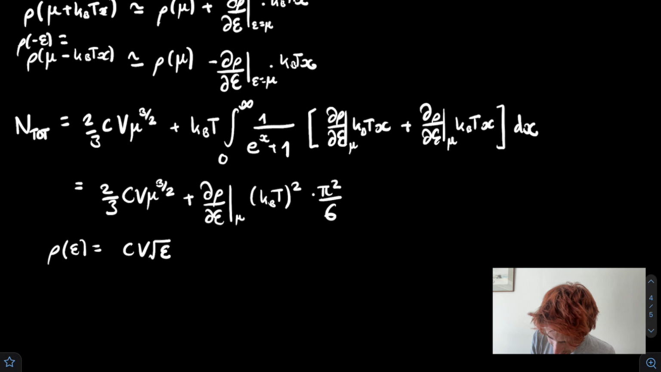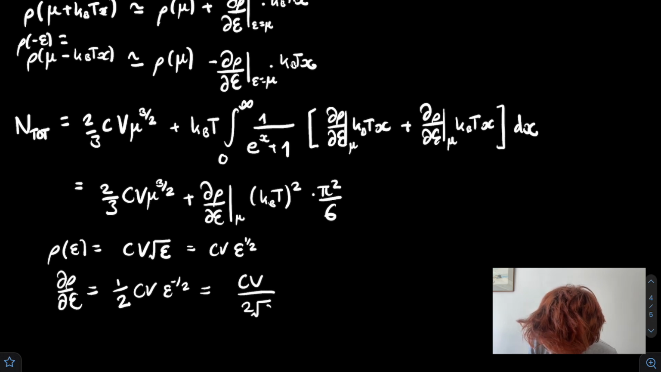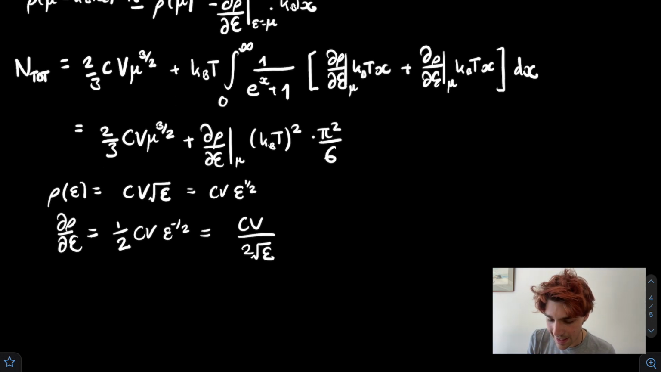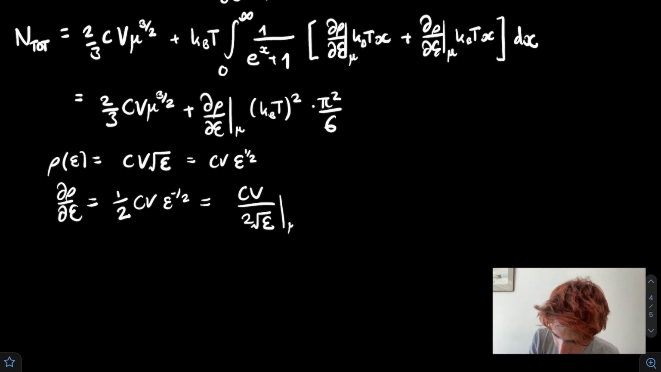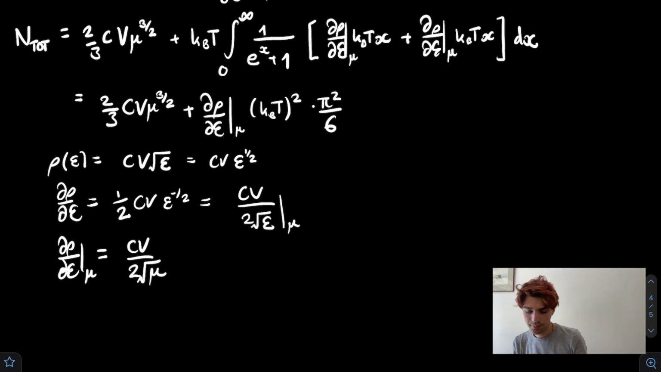So if we simply differentiate that with respect to epsilon, then we are going to get, so again, simple derivative, 1/2 CV times epsilon to the minus a half, which we can write as CV over 2 root epsilon. Of course, this is being evaluated at the chemical potential mu right there. So d rho d epsilon evaluated at mu is equal to CV over 2 root mu right there. So there we go.